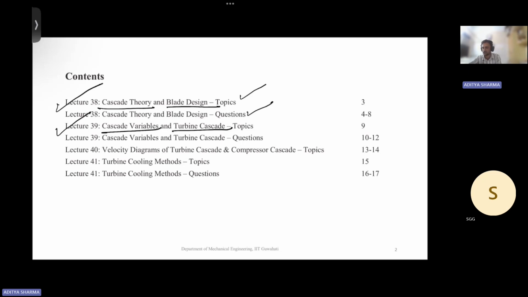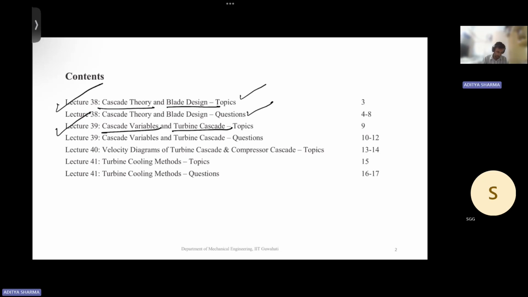Here the diagrams are important. I have been repeating again and again that it is very important that we are able to visualize the blading. If we are able to visualize the blading, then it becomes very easy for us to understand all this. If we are not able to visualize it, then it is very difficult.